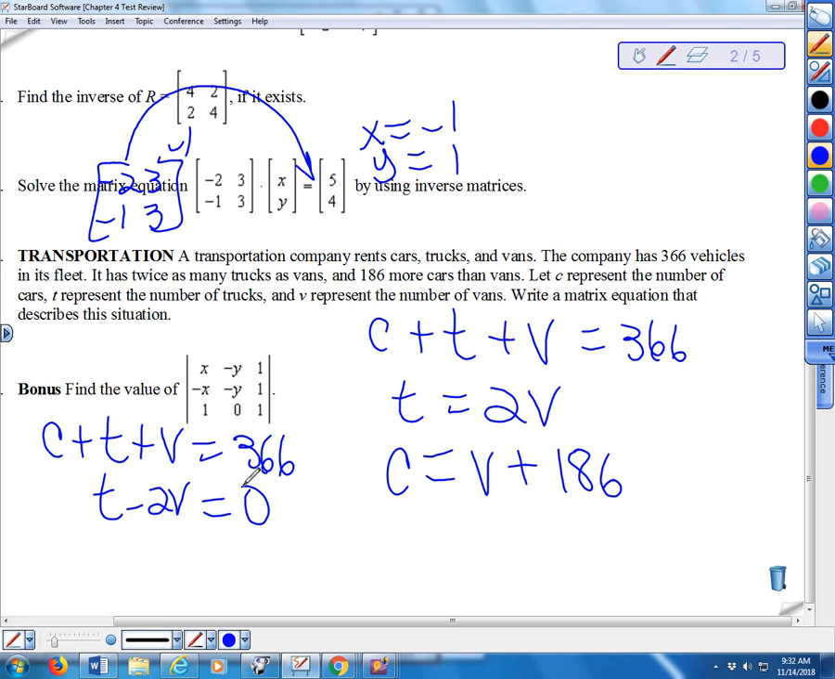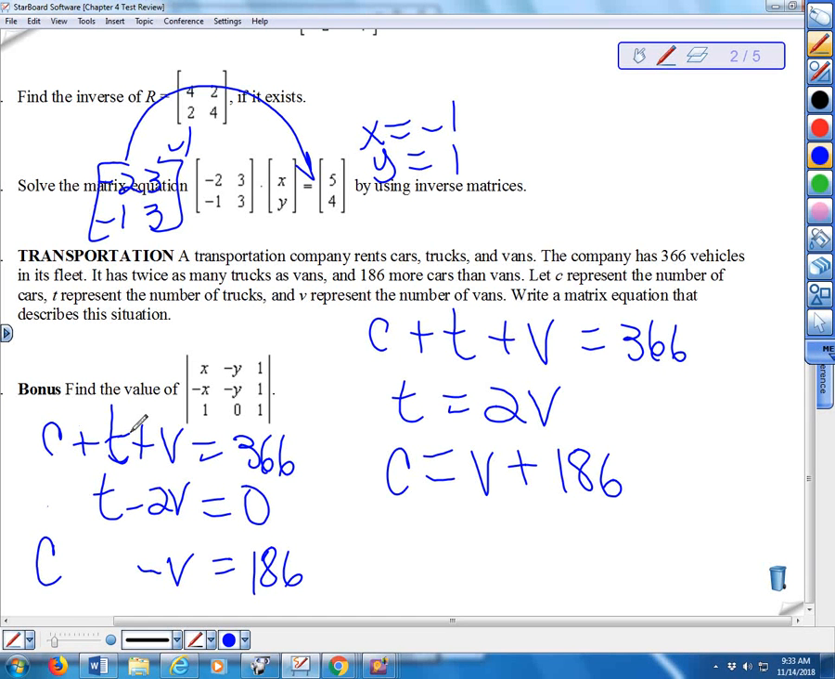Everybody see that? Here, my constant's 186, so I just need to subtract the v, and I have a c. 186. So really, there's a 0c and a 0t, but I'm just going to leave them blank. Okay, everybody see those three equations now? I've got all the constants on the right and the variables on the left.